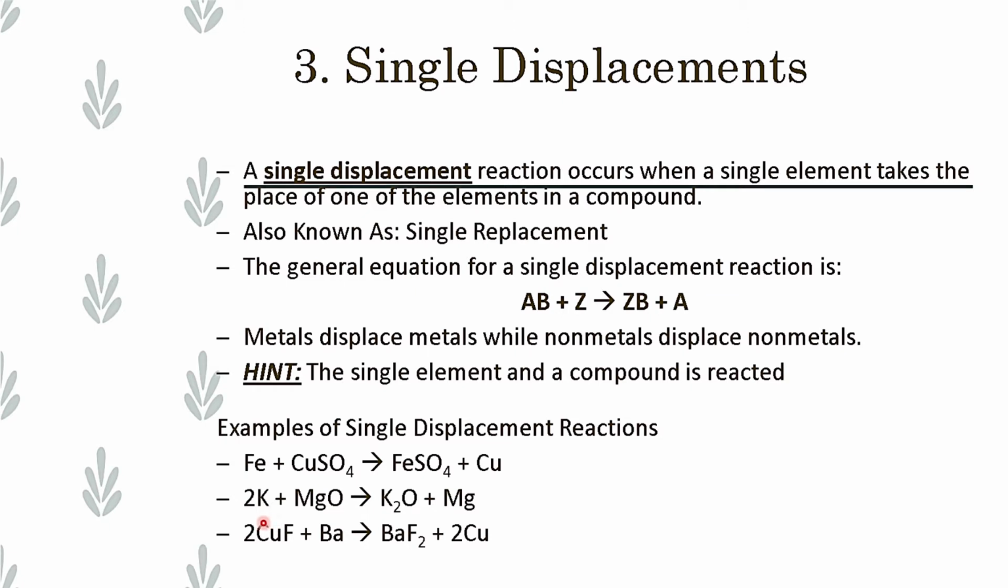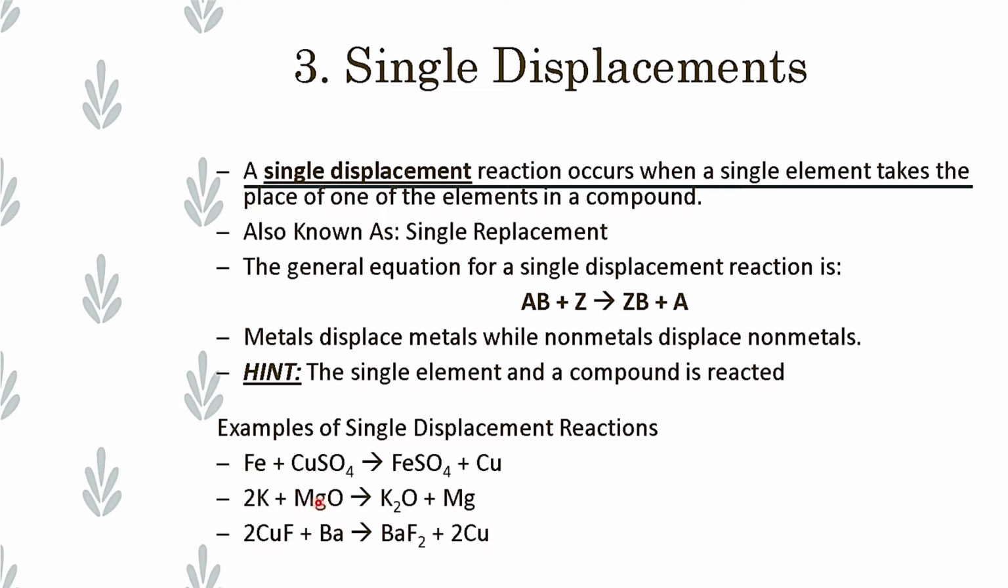In this example also potassium and magnesium oxide are reacting. So potassium will replace magnesium, which are metal. Both are metals, so potassium will take the position of magnesium in the form of potassium oxide and magnesium. But because the valency of potassium is 1, oxygen is -2. So the new formula of potassium oxide will be K2O.